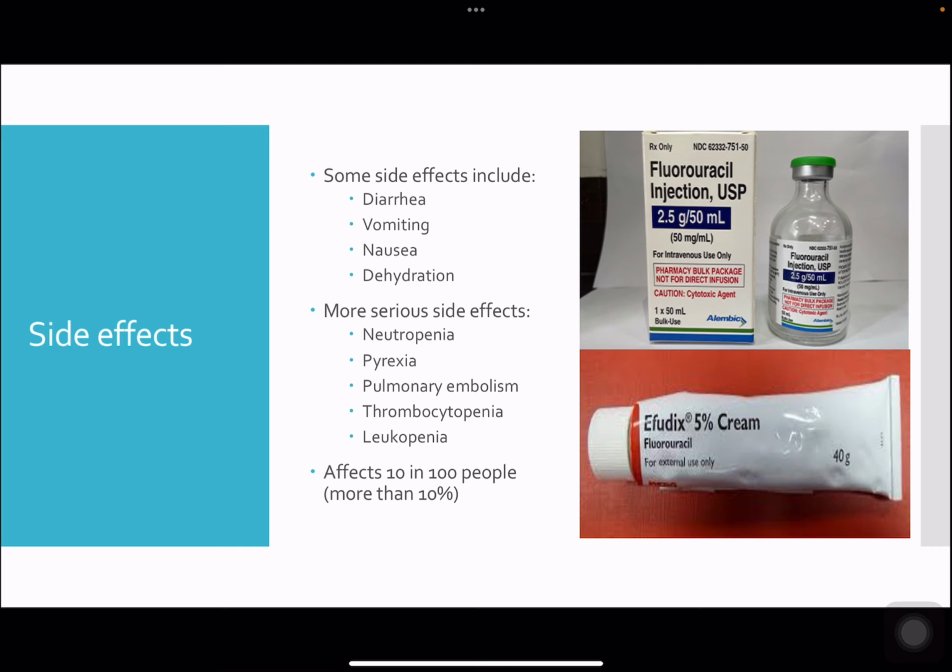Some side effects of fluorouracil would be diarrhea, vomiting, nausea, and dehydration. Some serious side effects would be neutropenia, pyrexia, pulmonary embolism, thrombocytopenia, and leukopenia. Now, these side effects can affect 10 in 100 people, more than 10%, and the more serious side effects would affect, I believe, 1 in 100 people.